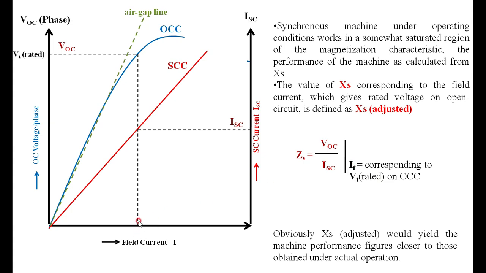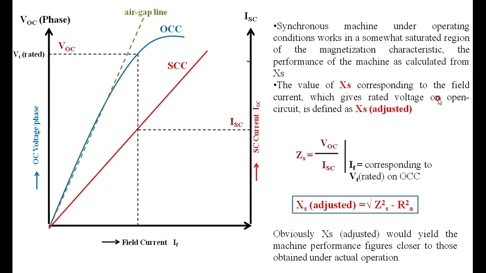That is, you take IF in such a way that it generates the rated voltage under no load condition. Similarly, XS adjusted can be calculated as the square root of ZS square minus RA square. That is why it is written that a synchronous machine under operating condition works in the somewhat saturated region of the magnetizing characteristics.